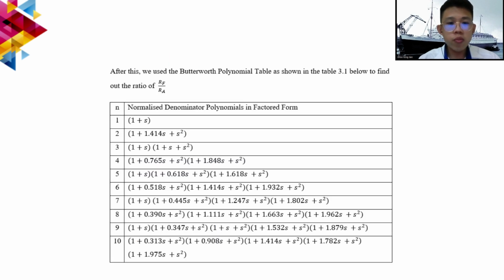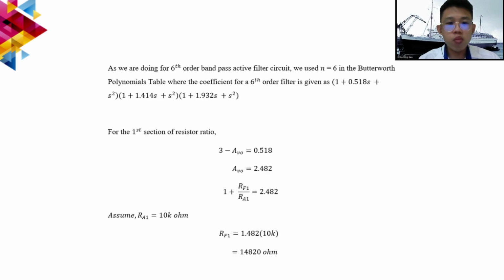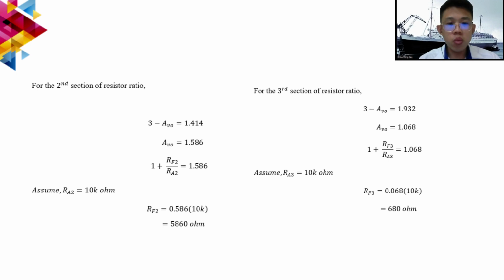After that, we use the Butterworth polynomial table to find the ratio of RF over RA. As we are doing a 6th-order band-pass active filter circuit, we use n equal to 6 in the Butterworth polynomial table. For section 1, we assume RA1 is equal to 10K, so RF1 is equal to 14820 ohm. Section 2, we assume RA2 is equal to 10K, so RF2 is equal to 5860 ohms. For section 3, we assume RA3 is equal to 10K, so RF3 is equal to 680 ohm.